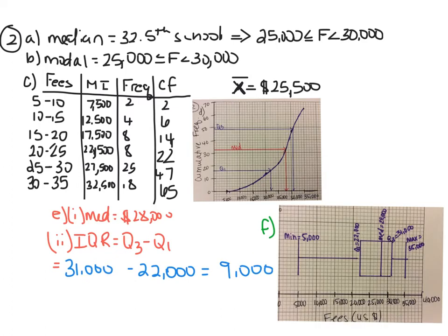Part F wants you to find a box and whisker plot given a minimum of 5,000 and a maximum of 35,000. You already found your Q1, your median, and your Q3 based off your cumulative frequency table, so then you just create your box and whisker plot off of that.